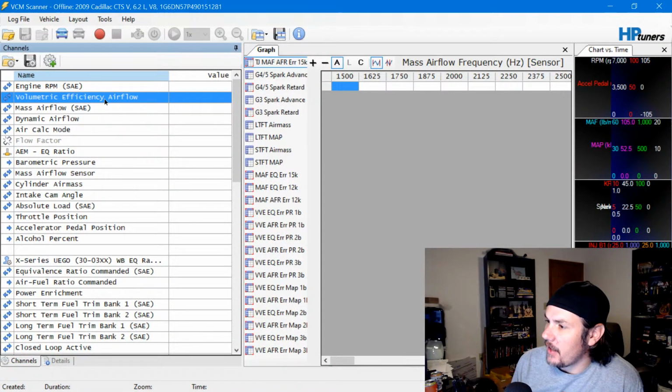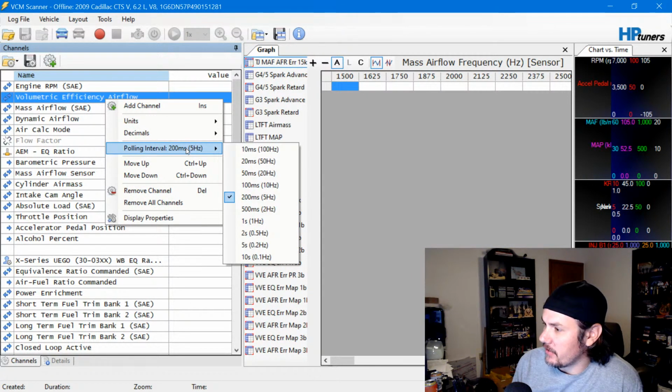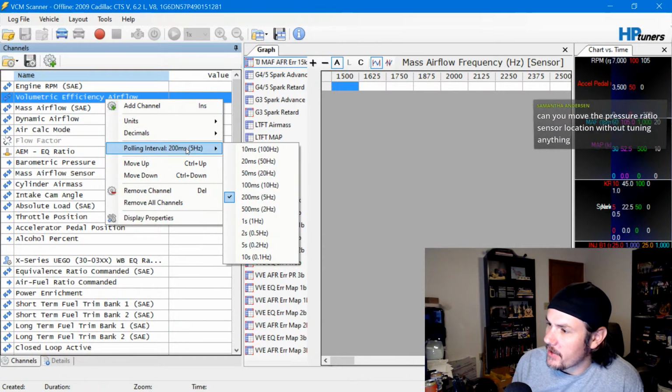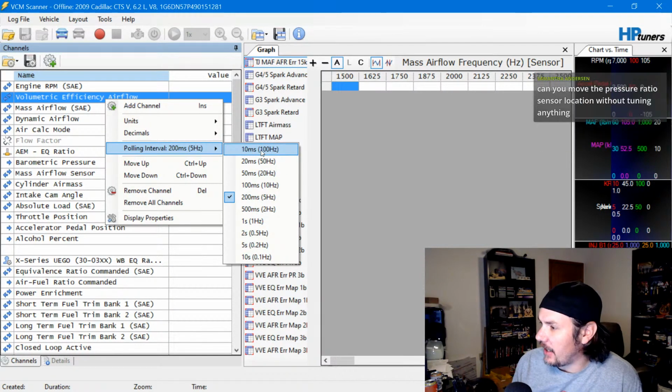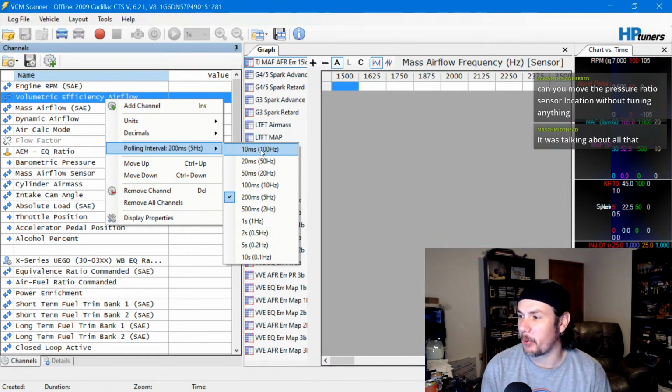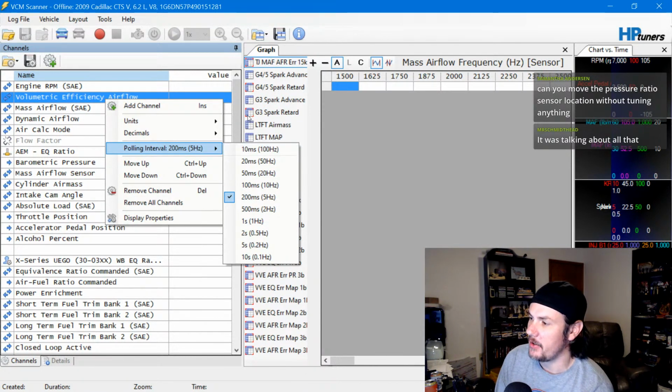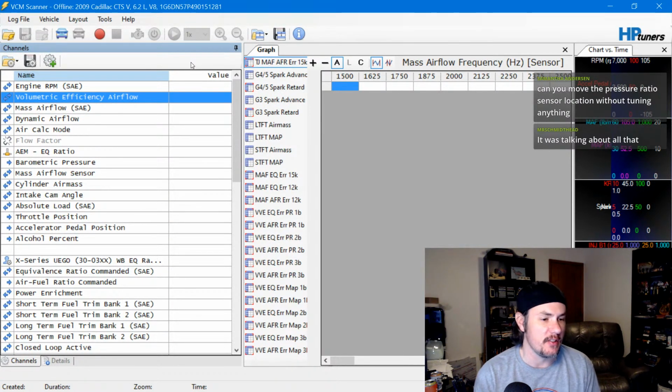Let's see here, 2009 Cadillac. So on 2009 Cadillac, we've got mass airflow, dynamic airflow, and volumetric efficiency airflow. And so what I'm thinking is, let's see, polling intervals at 5 hertz. I need to do some logging at like the 100 hertz rate for those 3 parameters, so the data is updating faster on those 3 parameters, and see if then you can do some math.